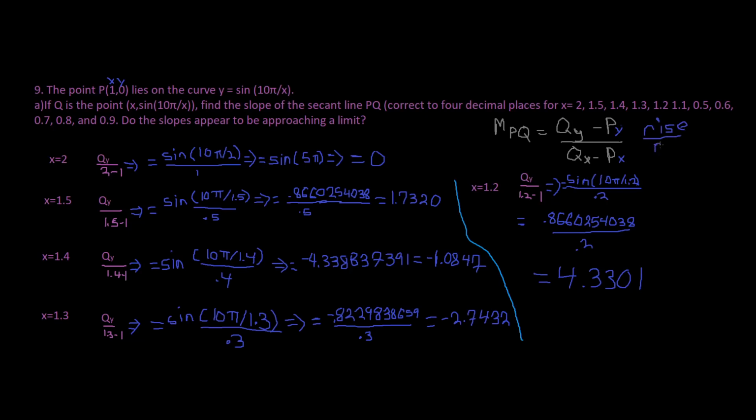And now what we need to know is where our variables are coming from. So we have Px, Py. That's the point Px, which is going to be 1, and the point Py, which is going to be 0. And the Qy, Qx. We're given that the point Q is x, and that the y coordinate is the function. So all we need to do is plug in numbers for x.